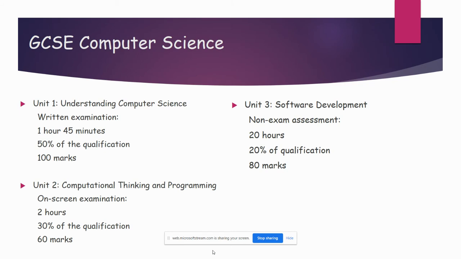First thing I'm going to talk you through then is the GCSE Computer Science. It's made up of 3 units. 2 of those are exam-based and one of them is coursework. So the first exam then is a written exam on paper. It's an hour and 45 minutes, and that is 50% of your overall qualification. The second exam that you'll be taking is an on-screen exam, 30% of the qualification, and your coursework then is 20%. This is 20 hours in exam conditions.